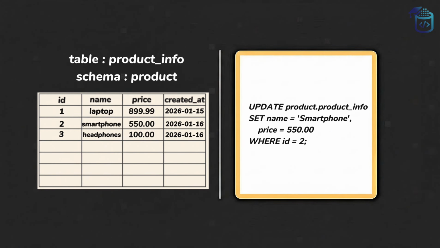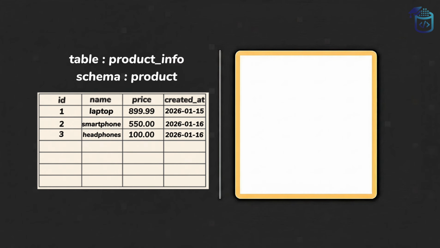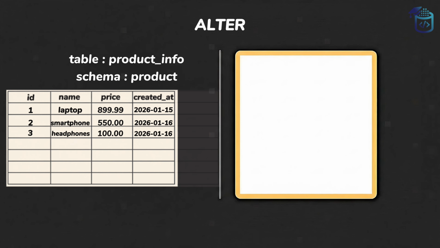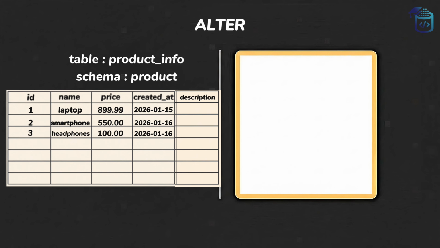Now that we know how to insert and update data, the next step is to learn how to alter a table. The alter command is used to change the structure of a table. First, we can use it to add a new column. For example, let's say we want to add a description column to our product info table. The syntax for this is alter table product.productinfo add column description text.